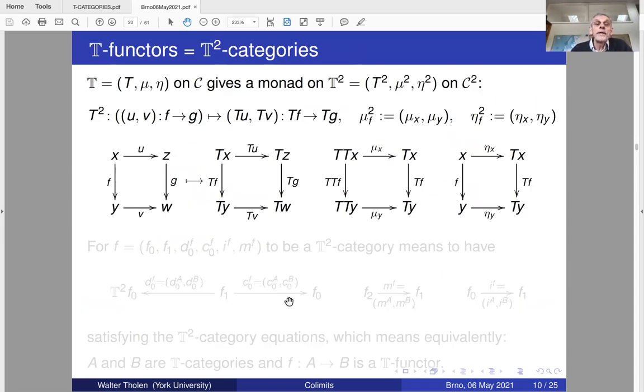Before I go further, let me make this nice little remark that functors are special categories.